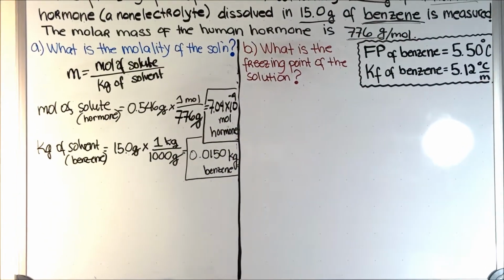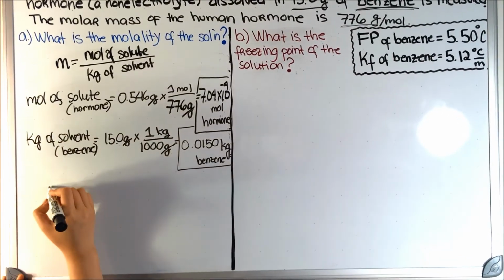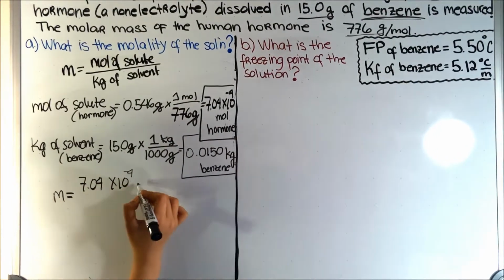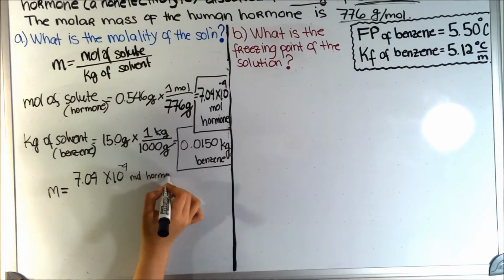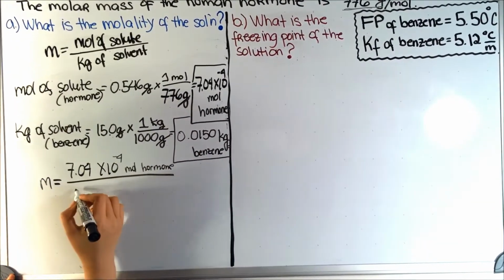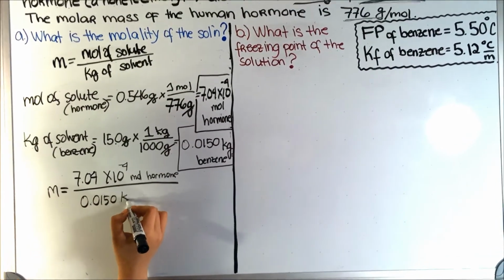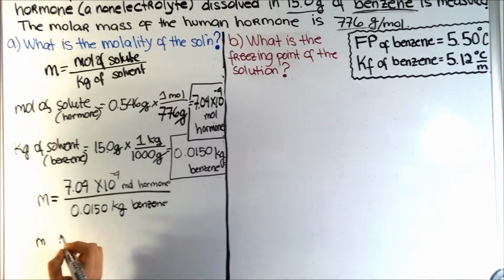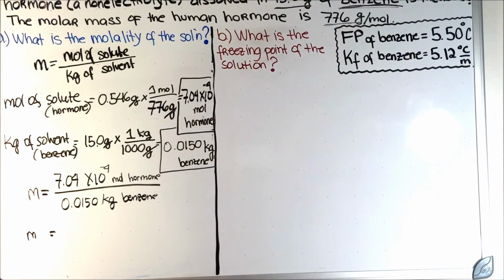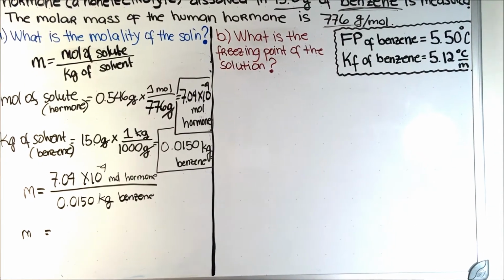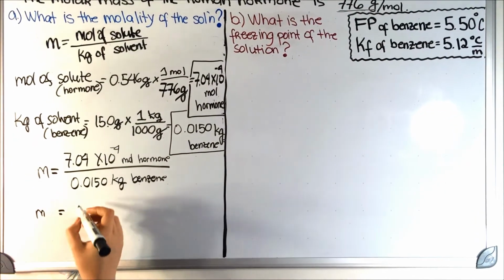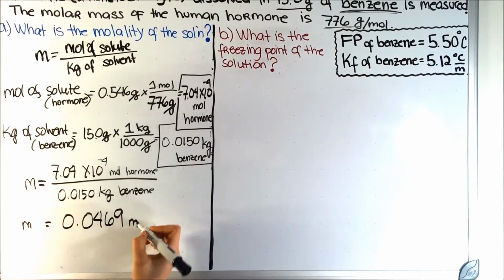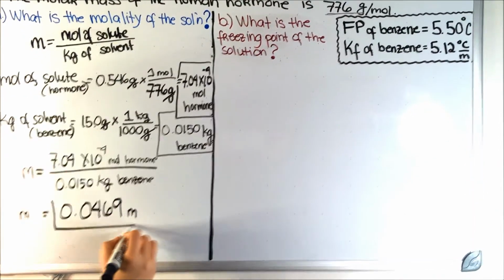So now that we figured out everything that we need for the formula, we can then just plug it in. So molality will equal 7.04 times 10 to the negative 4 moles of the hormone, or the solute, divided by 0.0150, that's kilograms of the solvent, or benzene. So just plug that in on our calculator. 7.04 times 10 to the negative 4 divided by 0.0150 is going to equal 0.0469. And then making sure that our significant figures is 3. So then we just figured out the molality of the solution.